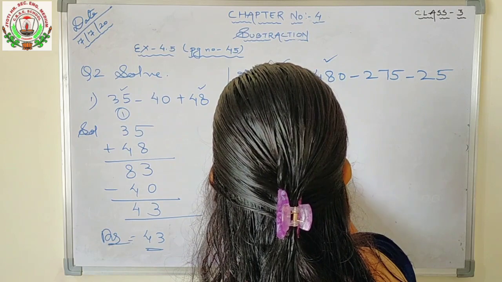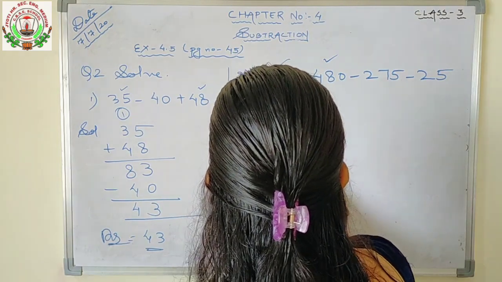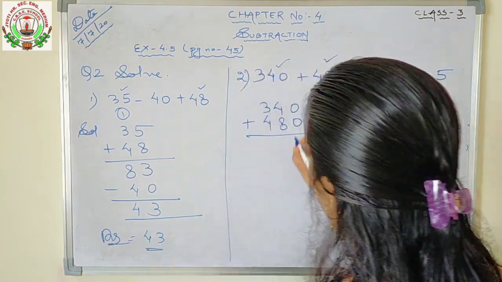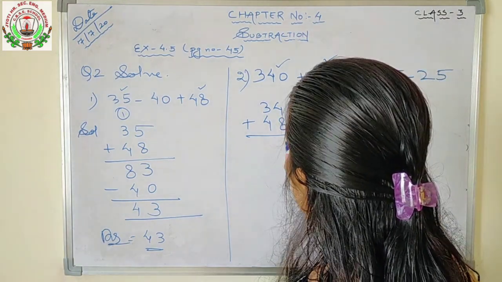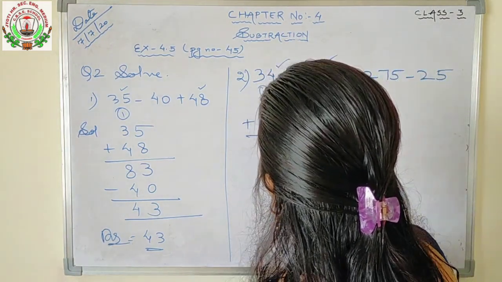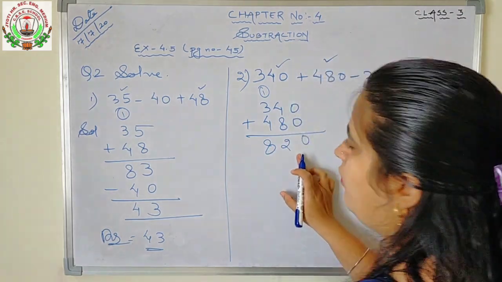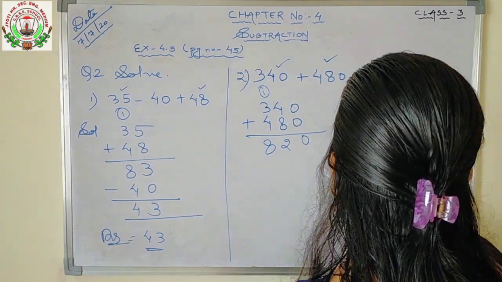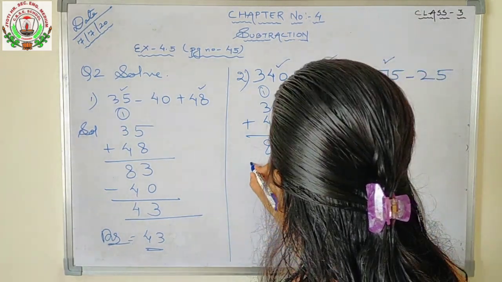So 340 plus 480. 0 plus 0 is 0. 4 plus 8 is 12, 2 carry 1. 4 plus 4 is 8. We got 820. Okay. Then we will subtract the first number. We will subtract this.